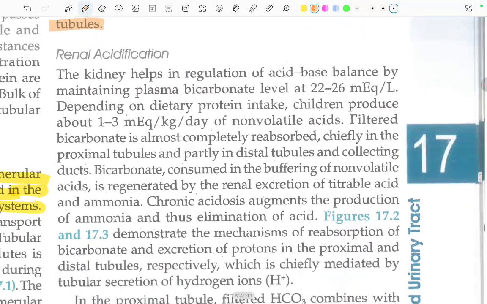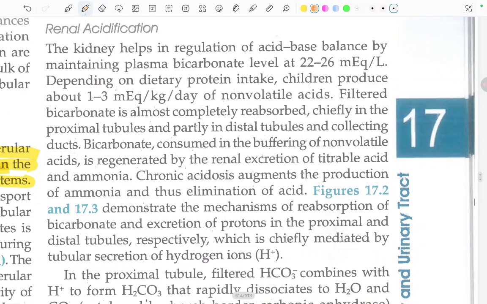Now coming to renal acidification. The kidney helps in the regulation of the acid-base balance by maintaining the plasma bicarbonate level at 22 to 26 milliequivalents per liter. So bicarbonate levels are maintained between 22 to 26 milliequivalents per liter. Depending on the dietary protein intake, children produce about 1 to 3 milliequivalents per kg per day of non-volatile acids.